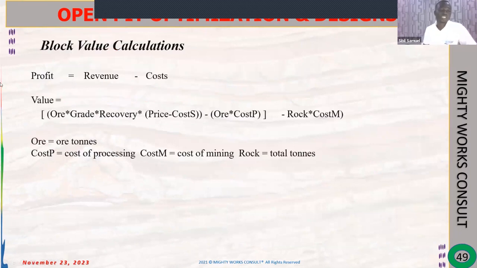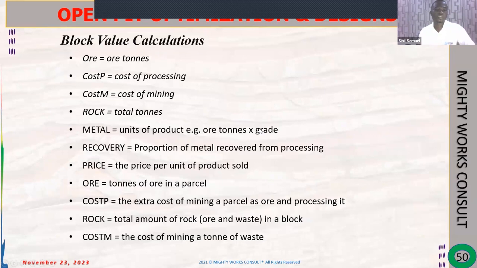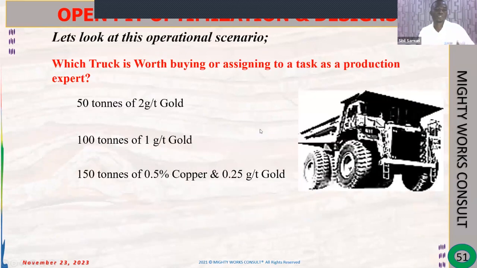The next thing important is the block value calculation. We have profit. These are the basic things to get profit: revenue minus cost. So we have ore and grade giving you the metal, times recovery, times price, minus the cost of selling. Then you have ore times the cost of processing. If it is waste, then the rock times the cost of mining it as waste. And that is it for the block value. We have all the terminologies here.